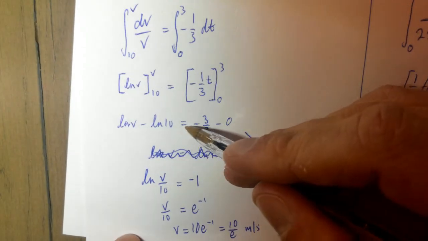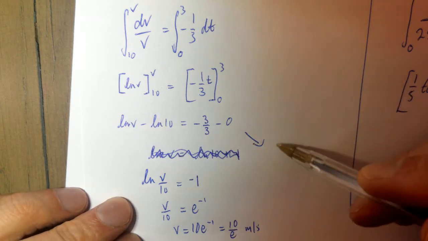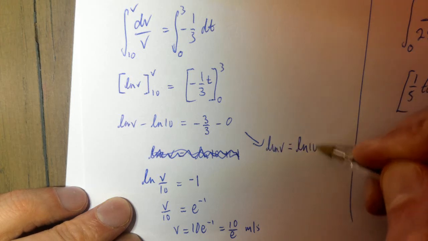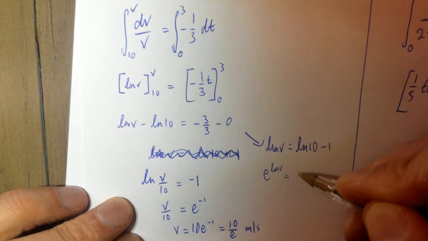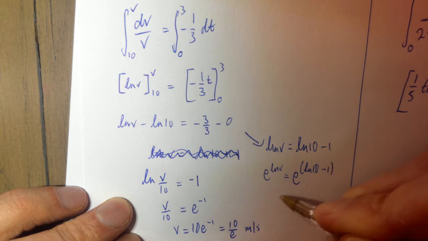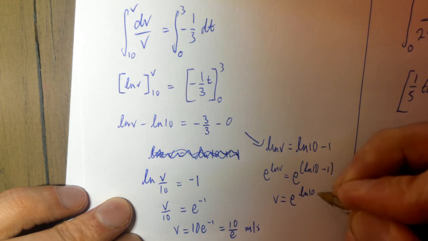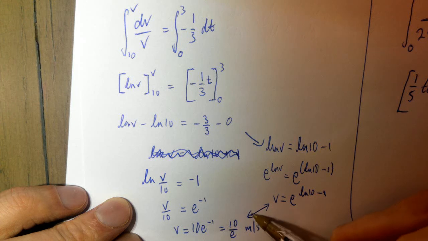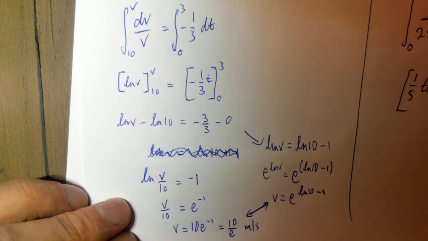Log of v take away log of 10 is equal to minus 1. So what I did was use the laws of logs here. The other option is you could write it as log of v is equal to log of 10 minus 1. Then you do e to the power, the exponential of all this, so you end up with v is equal to e to the log of 10 minus 1. If you type both into your calculator, you get the same value. They might not look the same, but if you press change, it'll give you the same value. So that's two options there.